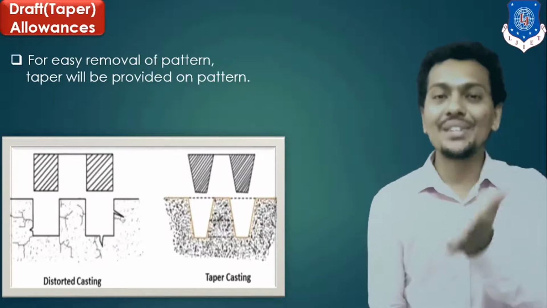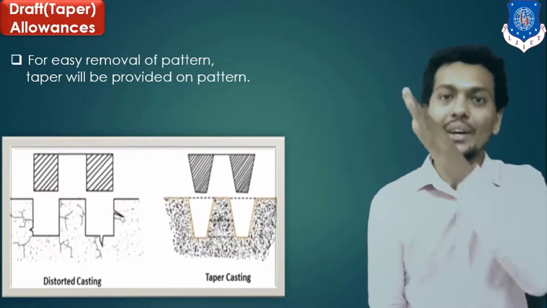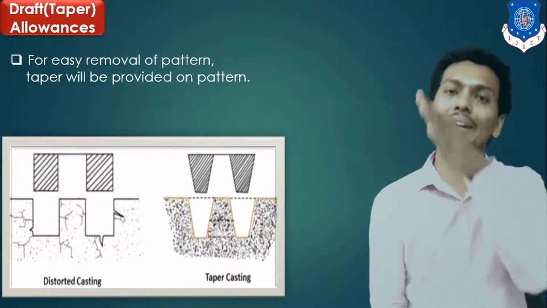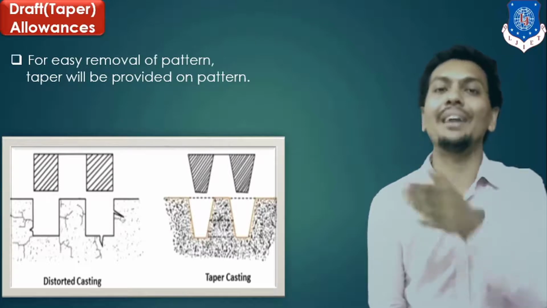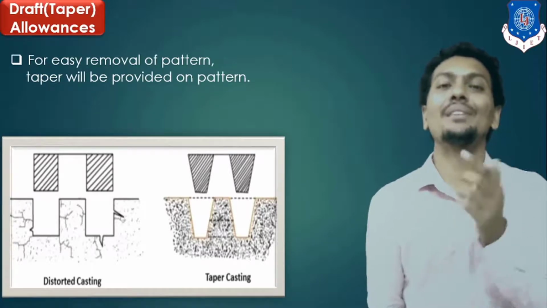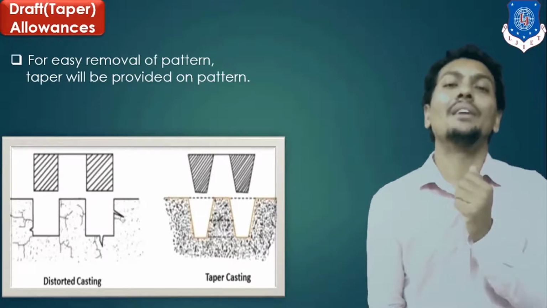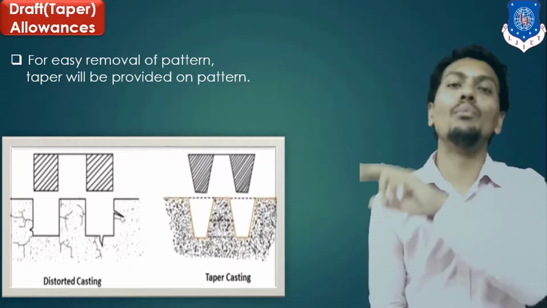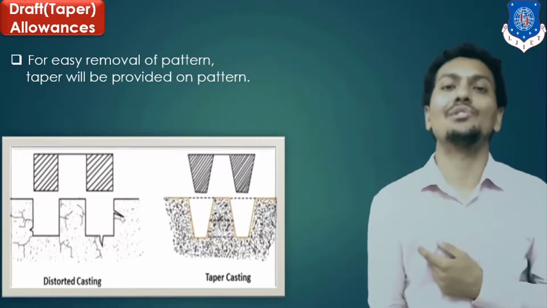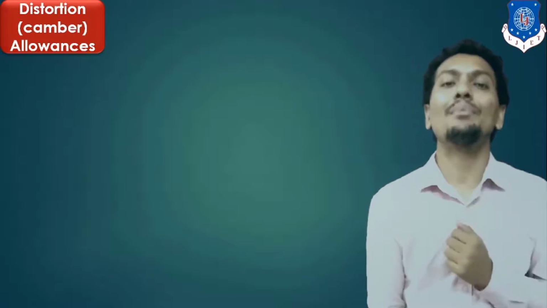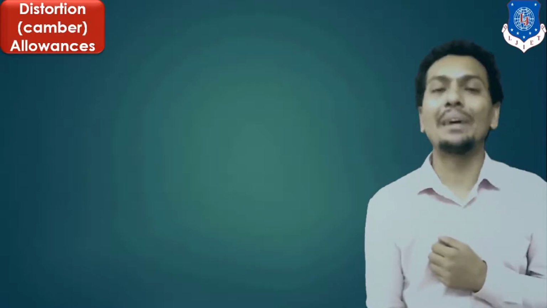So there will be a chance of collapse of your mold or cavity, right? So for easy removal of pattern, you have to give some taper or draft or inclination on vertical outer surfaces, right? So what is the purpose for this allowance? The allowance is given for easy removal of pattern as shown here, right? So this is the concept for the draft or taper allowance.